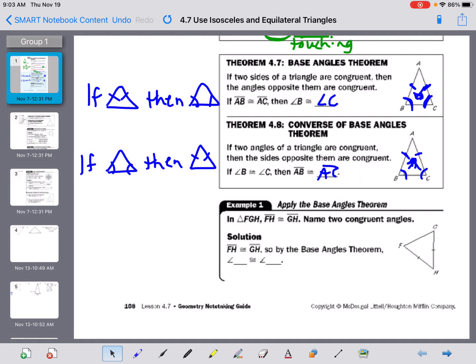In this triangle FGH, FH is congruent to GH, so they marked it, right? Name two congruent angles. Again, let these point you to them. This one points over here to G. This one points over here to F. So it's the angles they're kind of pointing to. Never the angle between the two, but always the two that it's kind of pointing to, okay? You could write angle F congruent to angle G, that's fine. Just don't get the H in there, because H is not one of the base angles.